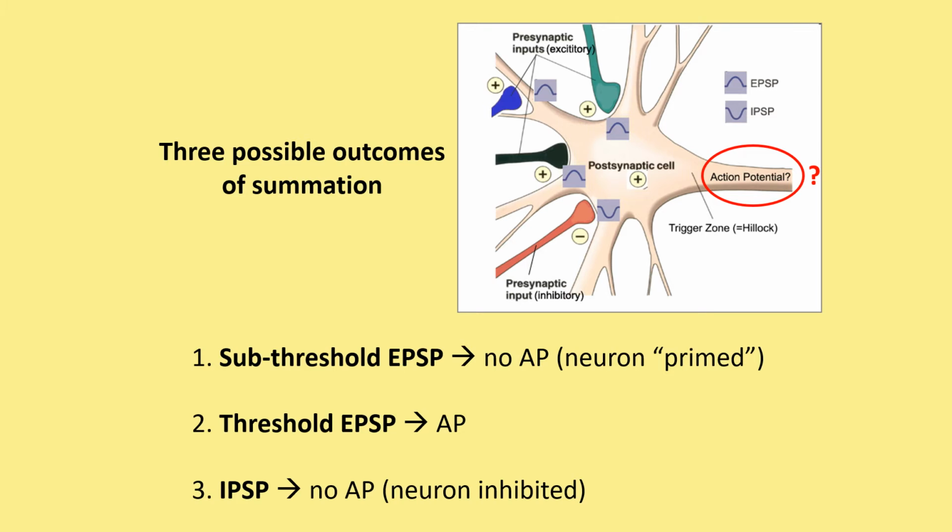And then possible outcome number three is an inhibitory postsynaptic potential. Let's say the presynaptic input, the red one, fires a bunch and a bunch of that neurotransmitter is secreted, and the postsynaptic cell responds and it is hyperpolarized. So now the postsynaptic cell goes from negative 70 to, let's say, negative 80. That's an inhibitory postsynaptic potential because the neuron is inhibited. It is less likely to fire an action potential.